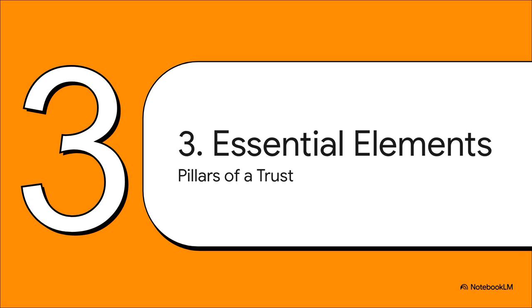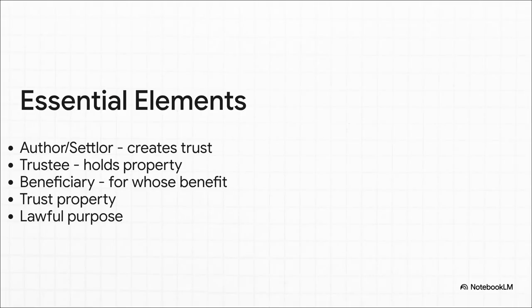Next up, heading 3, essential elements of trust. Prepare yourselves for a numbered list which must be replicated perfectly on your paper. There are 5 non-negotiable pillars of a trust. Number 1, author or settlor creates trust. Number 2, trustee holds property. Number 3, beneficiary for whose benefit. Number 4, trust property. And number 5, lawful purpose.